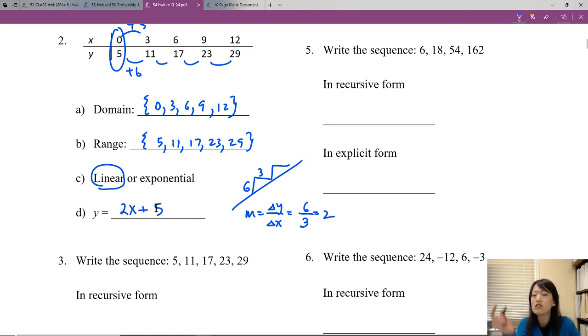That's the line. Now, you could sub the points and check each one. When you sub it in, it should work. When you sub 3 in, do you get 11? Yes. When you sub 6 in, it's 17. So you're okay. That is my linear expression.